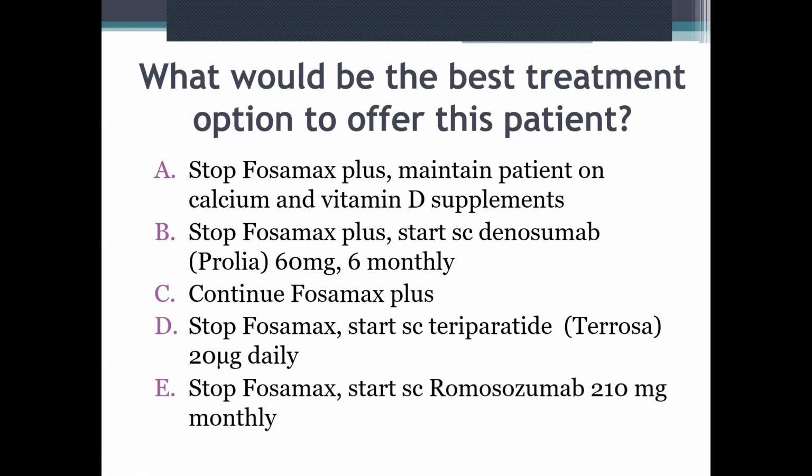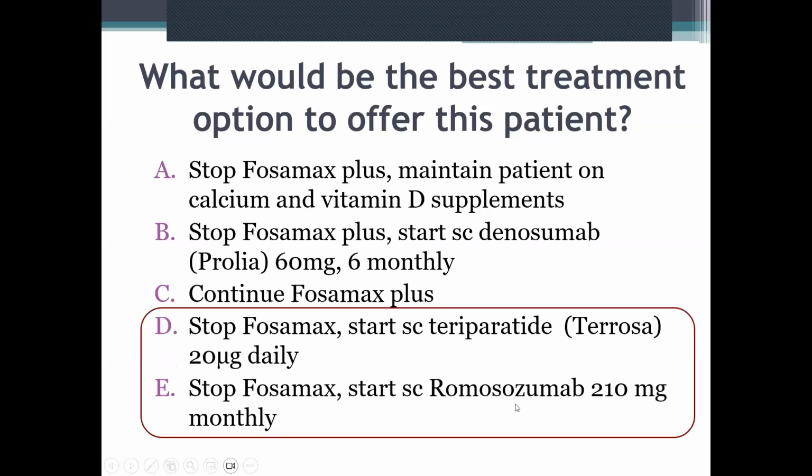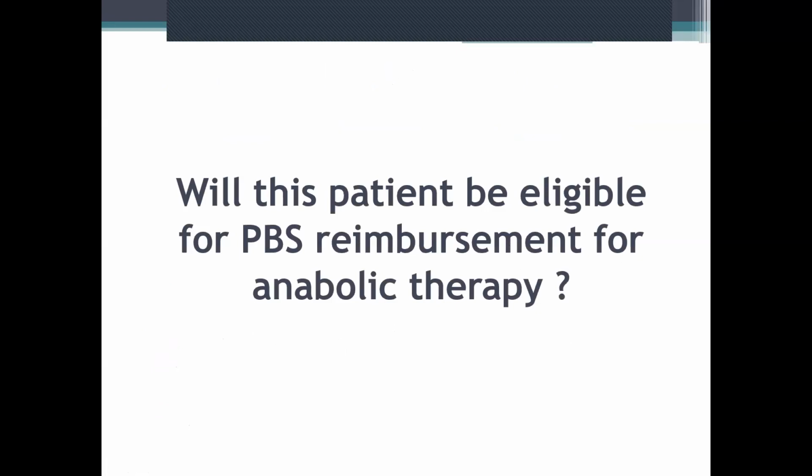So we can either consider starting him on teriparatide, stopping Fosamax and starting teriparatide, or romosozumab. Any of these two options would be an option for that patient with very severe osteoporosis. But is the patient eligible for PBS reimbursement for anabolic therapy? We agree he actually needs it, but is he eligible for PBS reimbursement?